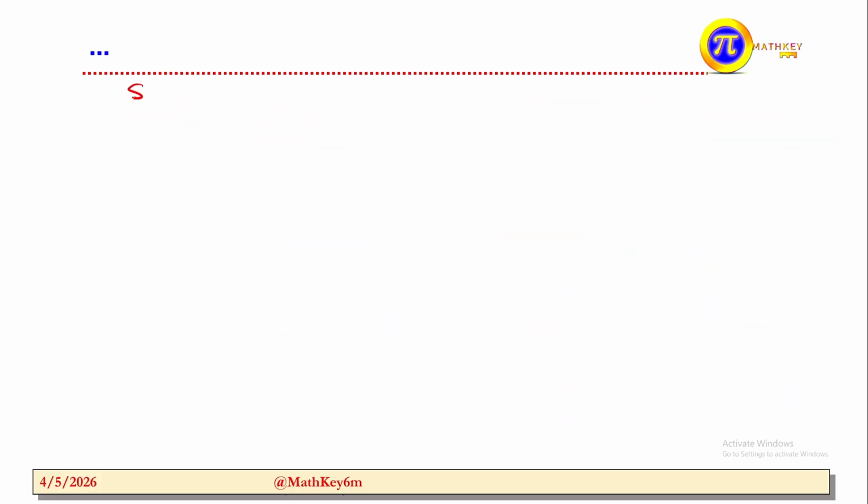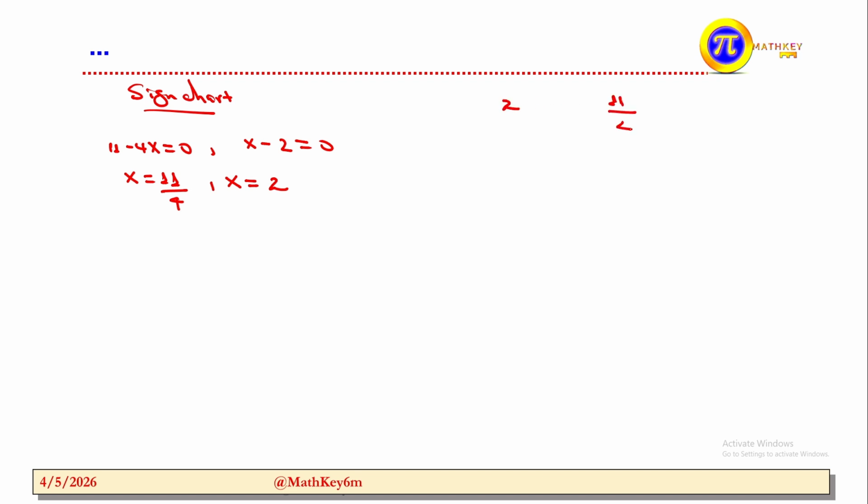The zeros: 11 minus 4x equals 0 and x minus 2 equals 0. The zero here is x equals 11 over 4, and here x equals 2. Then apply the sign chart. The zeros are 2 and 11 over 4, and we put them in increasing order. Now consider 11 minus 4x. At 11 over 4 it is 0. At the left of it, it is positive. At the right it is negative.